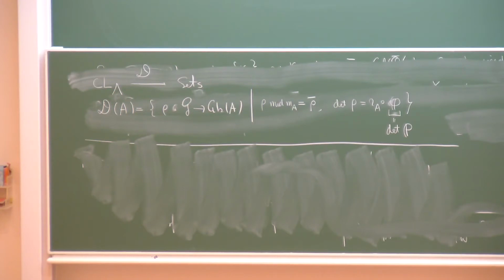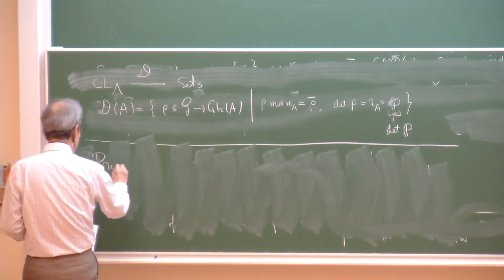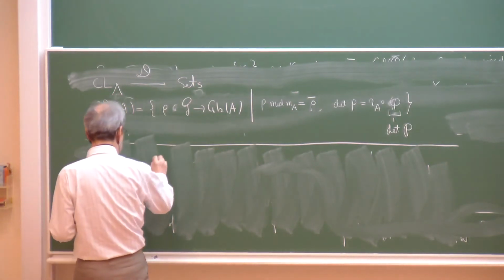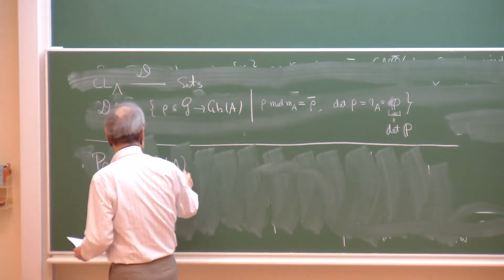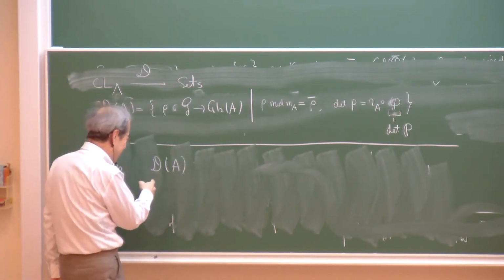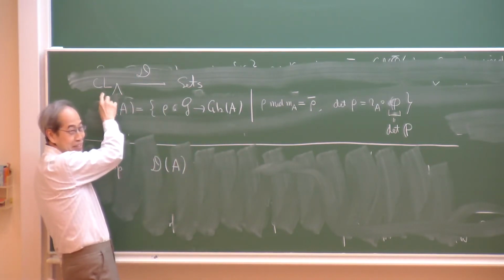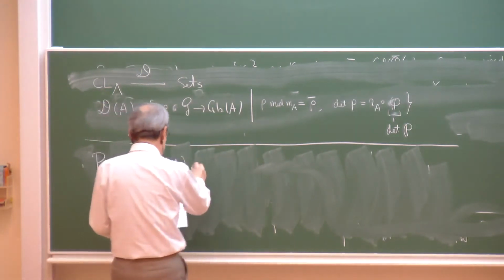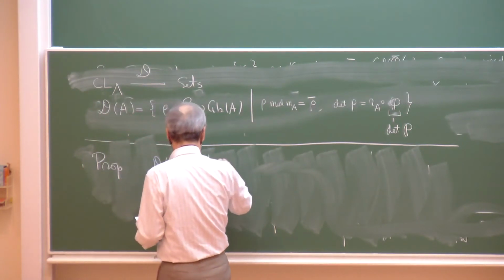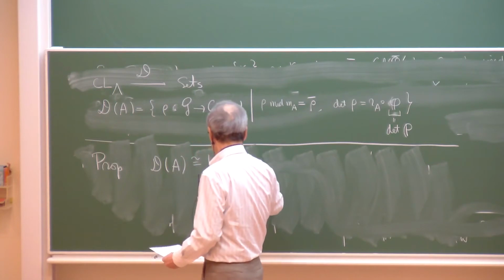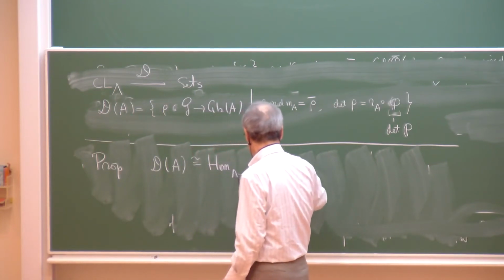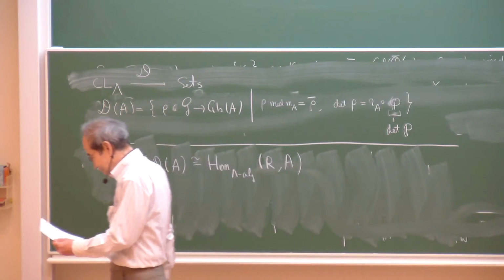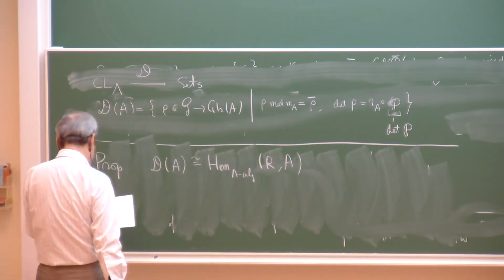And what I wanted to say is the proposition that this D of A, hereafter, this D is all the time restricted to Lambda algebras. That's why I changed the notation a little bit. And this is canonically isomorphic to Hom of Lambda algebras from the same Mazur's ring to A. It's kind of trivial, actually.